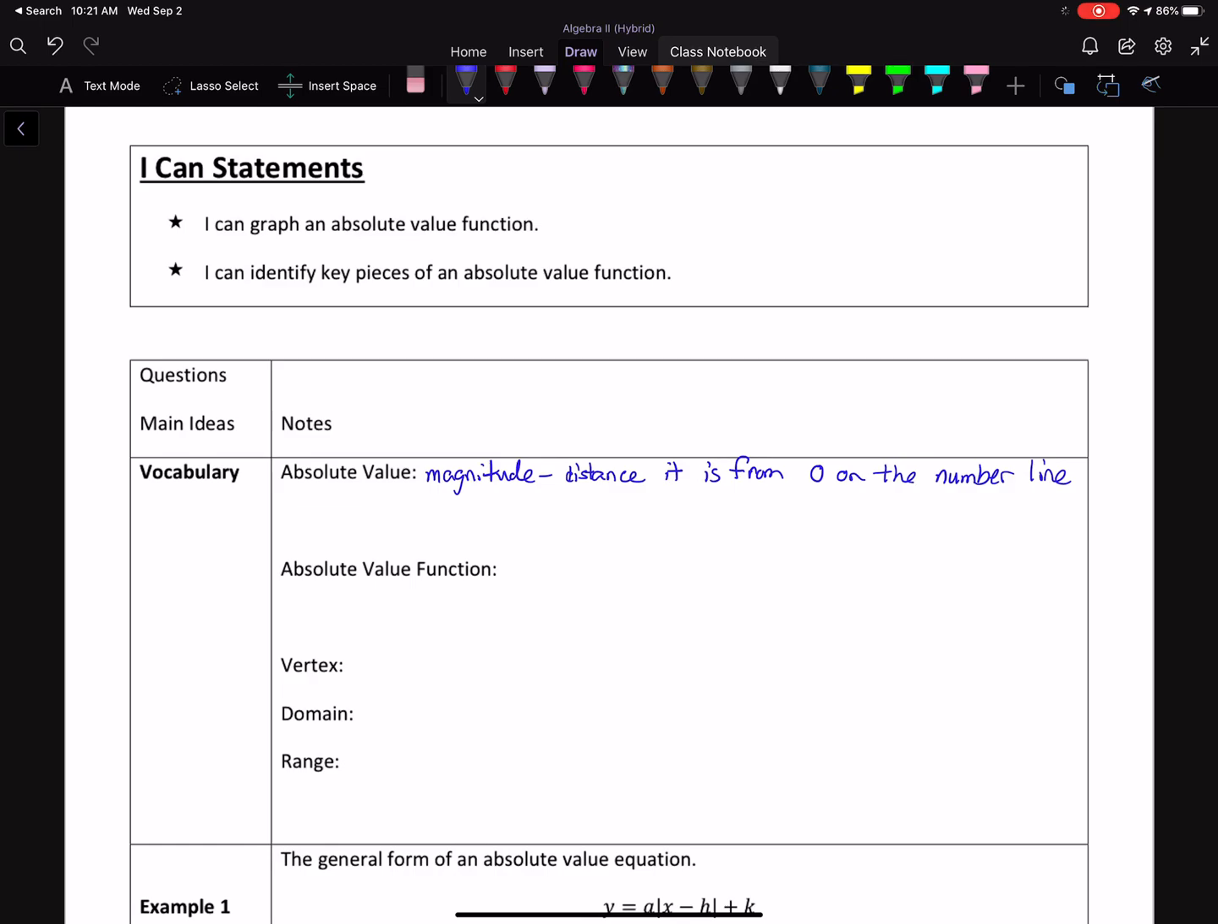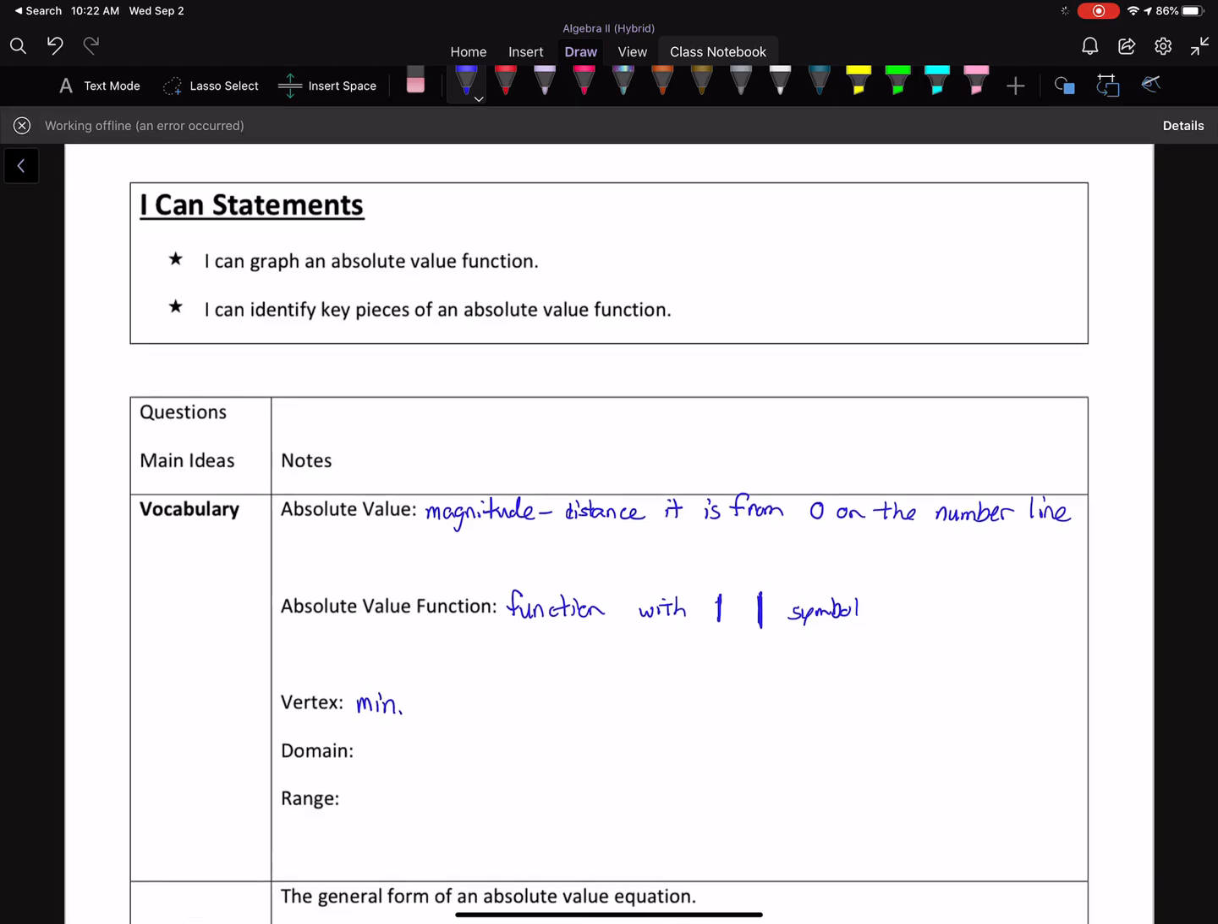So an absolute value function is a function with the absolute value symbol. You're looking for these two bars, just straight up and down. The vertex is going to be the minimum or maximum of the absolute value function.